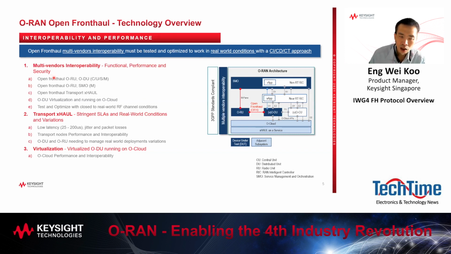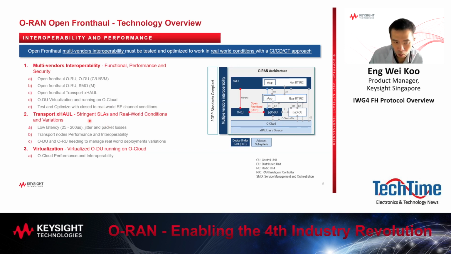As I mentioned, for the open fronthaul, we look at interoperability between the ORU and ODU across all the planes. Here we talked about the CU and SM planes. These are really important, but at the same time so is the management plane towards the SMO, and the transport infrastructure. We have seen in testing, both in the labs and field deployments, how transport performance may impact the open fronthaul interoperability. There are also the virtualization aspects, with the vODU running on the O-Clouds, and how we test and optimize with close to real-world RF conditions.